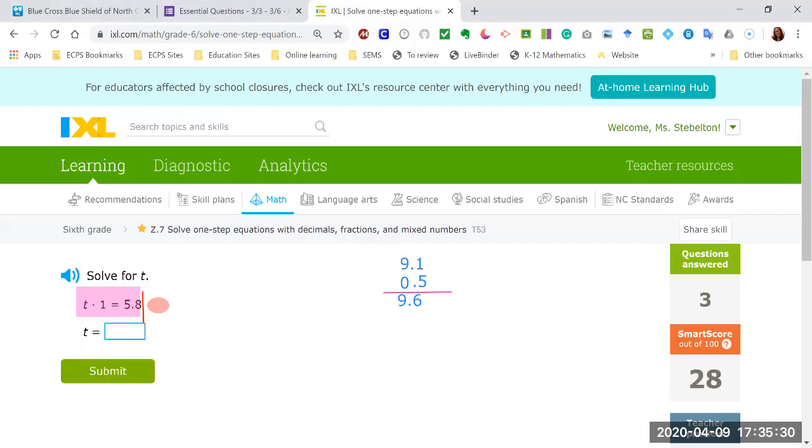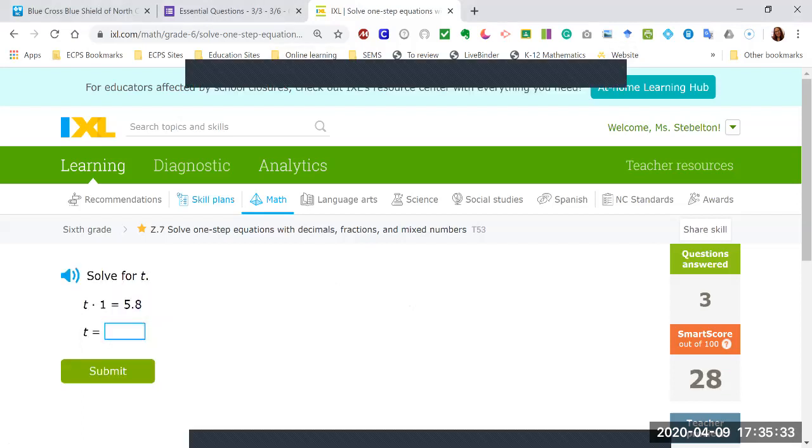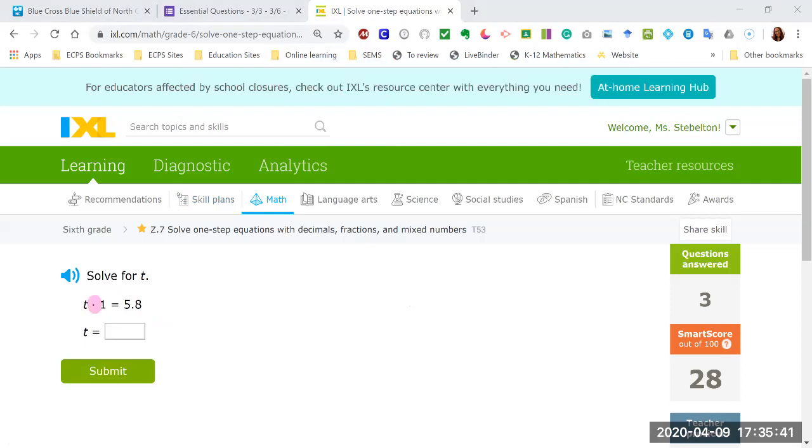All right. Here we're solving for t, and if you're looking here, this is a multiplication symbol. It's actually pretty simple because I'm multiplying t times 1. If I multiply 1 times anything, I get whatever it is I'm multiplying times 1. So t times 1 would actually just be t. So in this case, if it says t times 1 is equal to 5.8, it's really just saying t equals 5.8. So my answer would be 5.8.